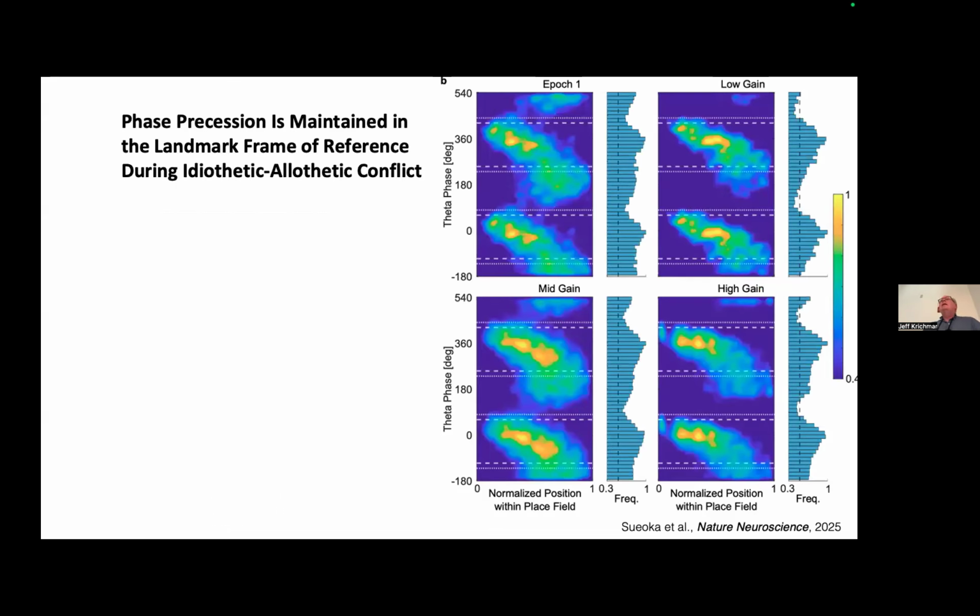And the answer is that in the landmark frame of reference, the theta phase precession is maintained. The system doesn't care about whether it's going to take two cycles of theta or seven cycles of theta or 25 cycles of theta to move through the field. It's going to precess by the same amount relative to this landmark frame of reference.